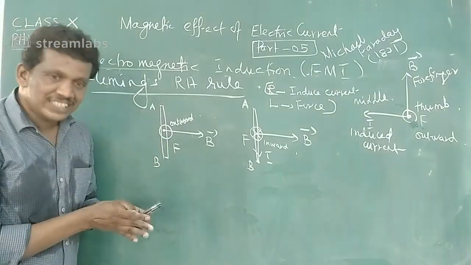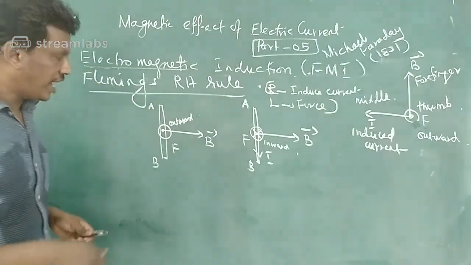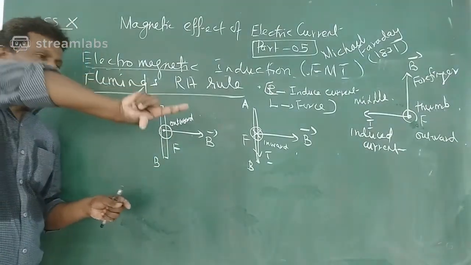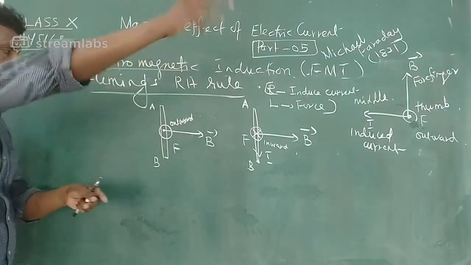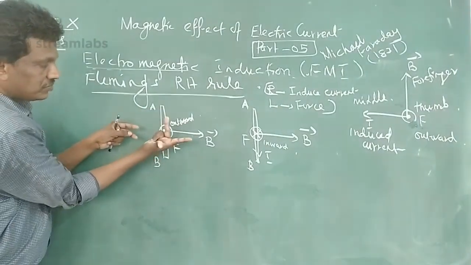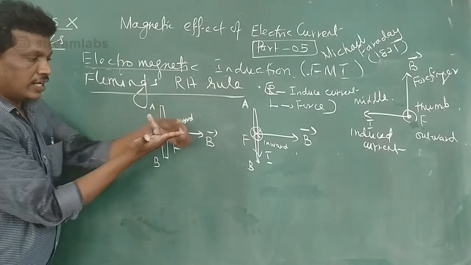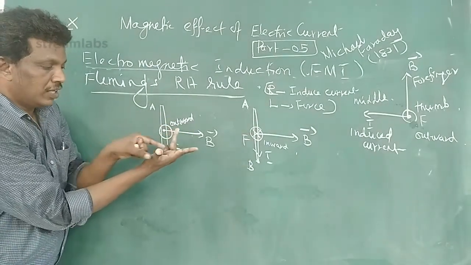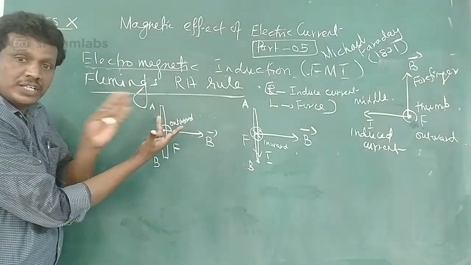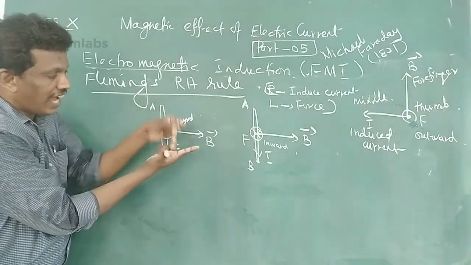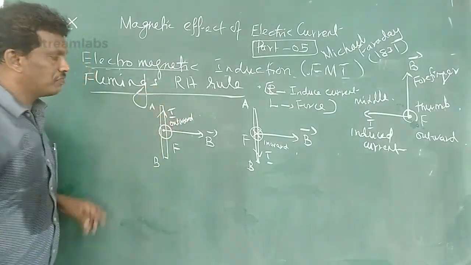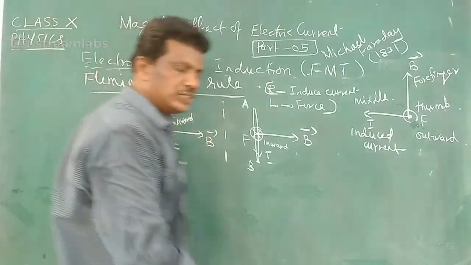In this case, what is the direction of induced current? This is the magnetic field, this is the force. You see there? Are you able to see? Here, this is the magnetic field. This is the force. Where is the force acting? Outward, towards your side. You see the current, where? Upward. So, this is the direction of current. I'm telling you, very simple, easy to follow.